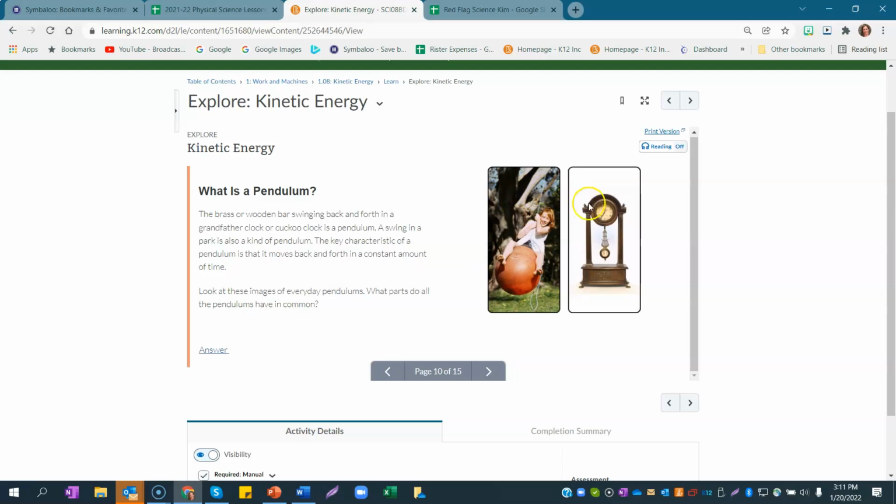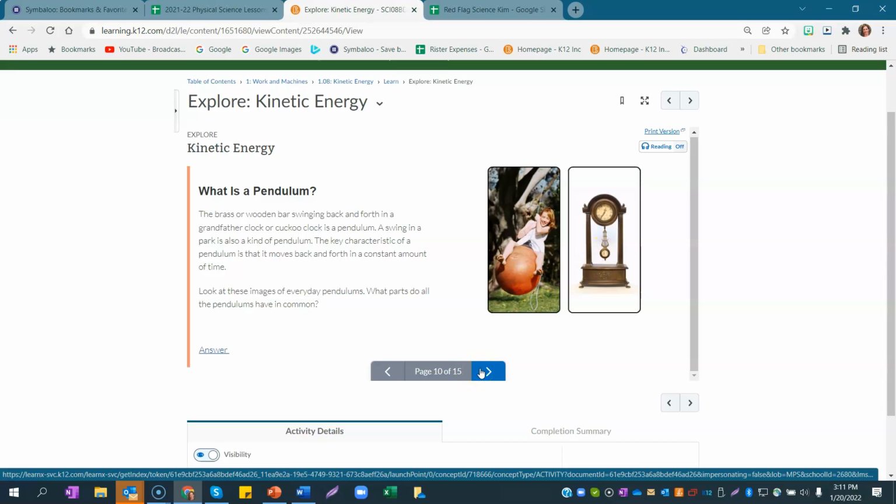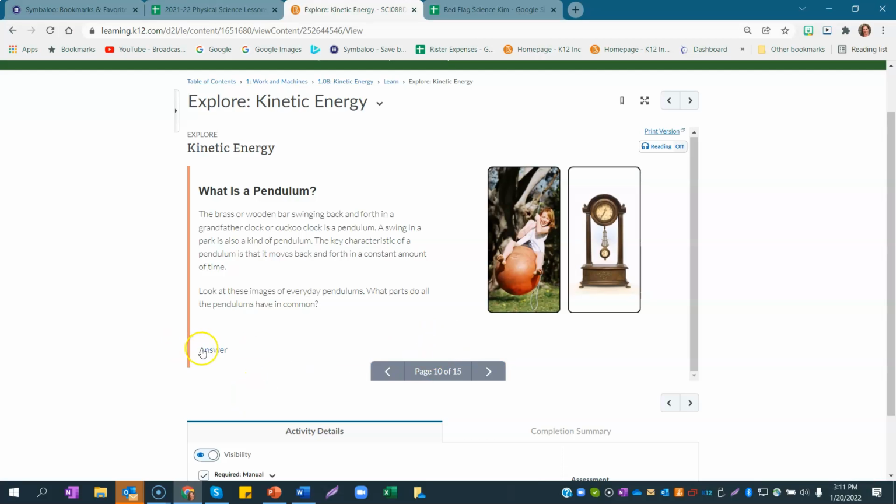So they both have a fixed object, they both have a bar or a string, and they both have an object at the end. Okay, so that answers number 6. When you move on, we saw that.